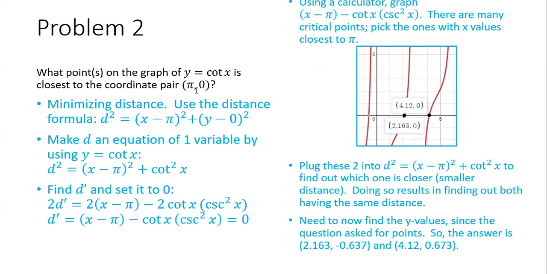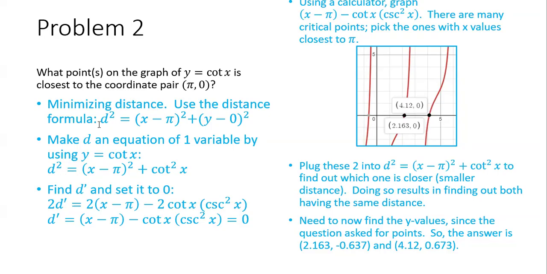Okay, so again, you can see this is an equation. This function d is an equation of two variables, x and y. We have to have a secondary equation to reduce it down to one variable. How do we do that? Well, y equals cotangent x. We can replace that right there. So we will get x minus pi quantity squared plus cotangent squared x. Now we can differentiate, set it equal to 0, and find the critical point.